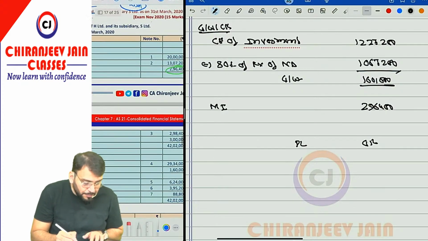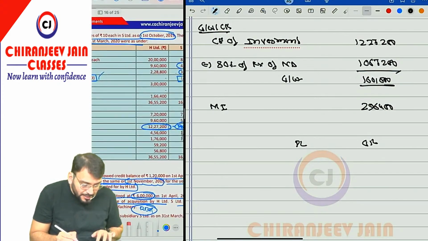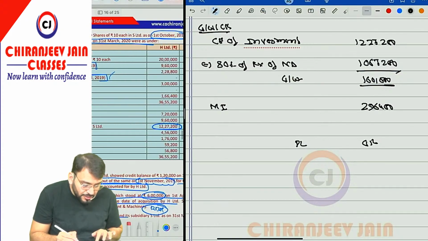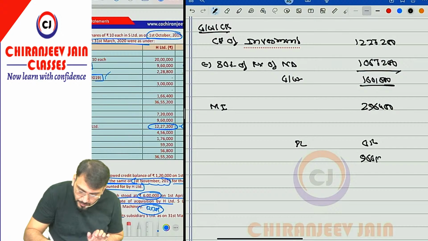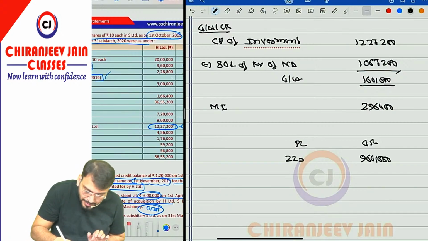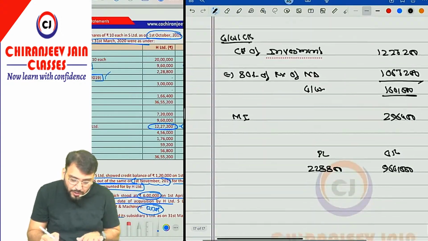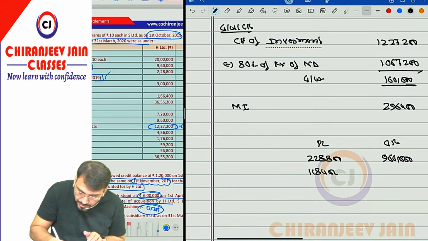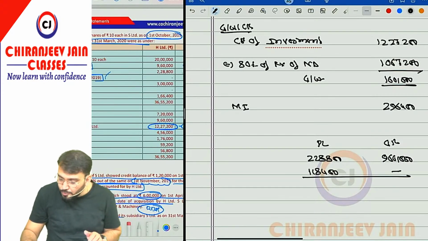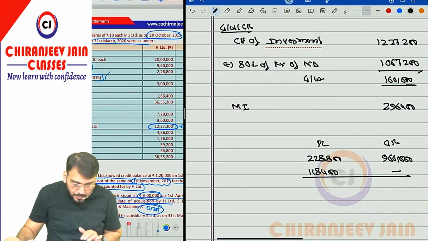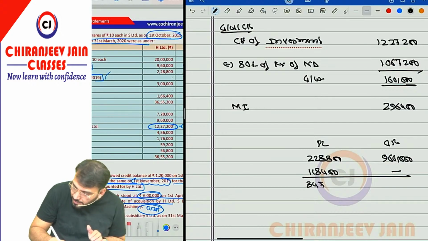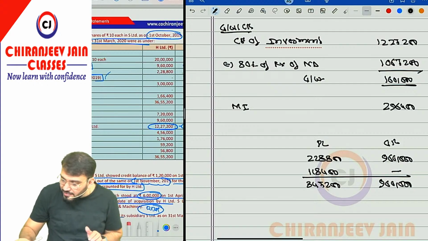Then we'll write down P&L and general reserve. First, can you give me the P&L balance as per H Limited? General reserve is 9,60,000 and P&L is 2,28,800. In this you add whatever you have calculated. So the share of 1,18,400 will be added. And for general reserve nothing will be added because there is no post-acquisition profit. So 2,28,800 plus 1,18,400 is coming 3,47,200, plus 9,60,000, should be reserves and surplus.